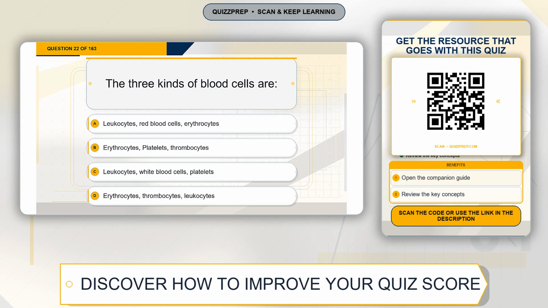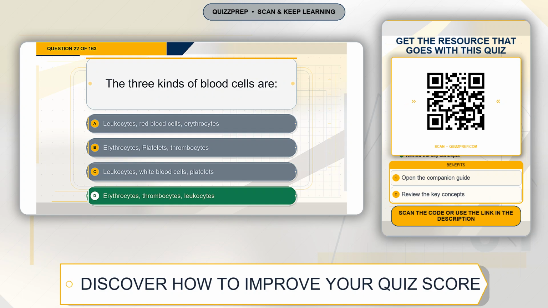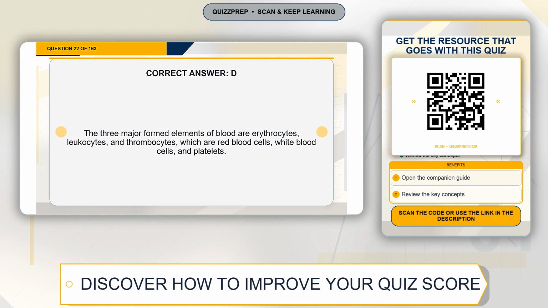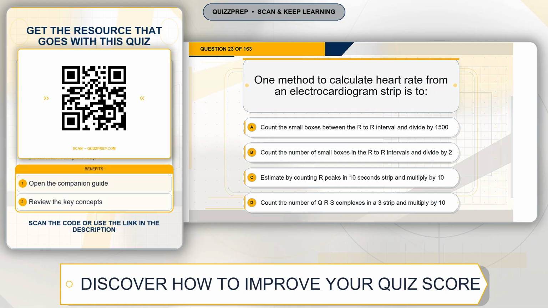Question 22. The three kinds of blood cells are: Option A, leukocytes, red blood cells, erythrocytes. Option B, erythrocytes, platelets, thrombocytes. Option C, leukocytes, white blood cells, platelets. Option D, erythrocytes, thrombocytes, leukocytes. The correct answer is option D, erythrocytes, thrombocytes, leukocytes. Explanation. The three major formed elements of blood are erythrocytes, leukocytes, and thrombocytes, which are red blood cells, white blood cells, and platelets.